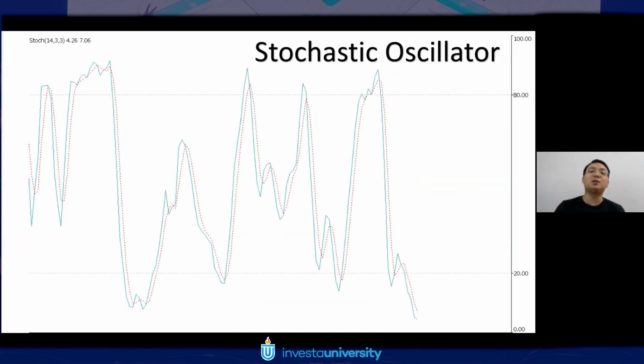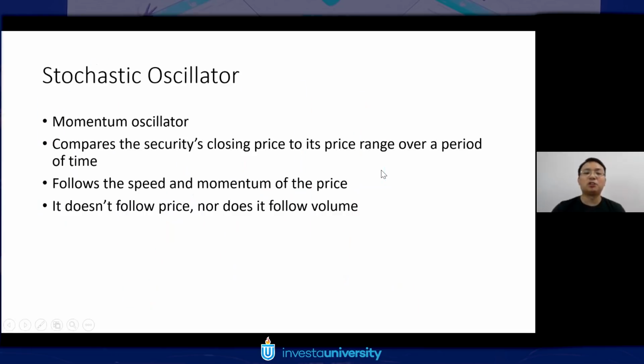Kapag above 80, overbought. Kapag below 20, oversold. That's what people know when it comes to stochastic. But they don't really understand what it's trying to show us, saan nanggaling yun. So, we're gonna try to understand our indicator on a deeper level. So, ano ba yung stochastic oscillator niya?